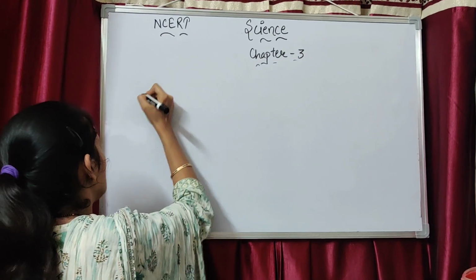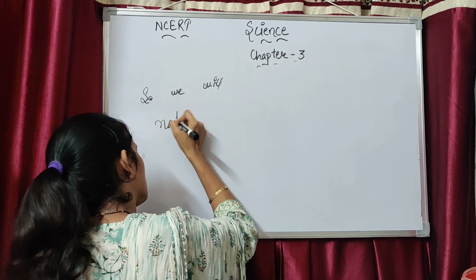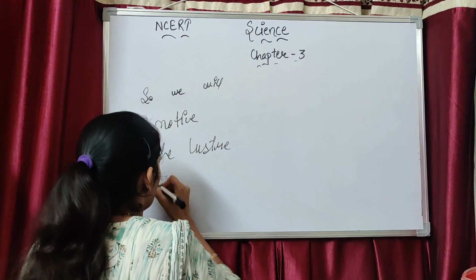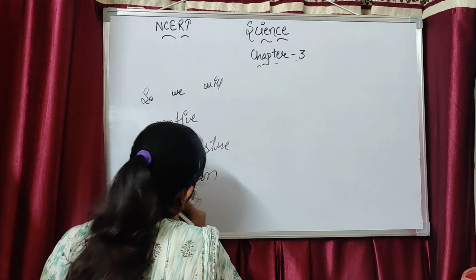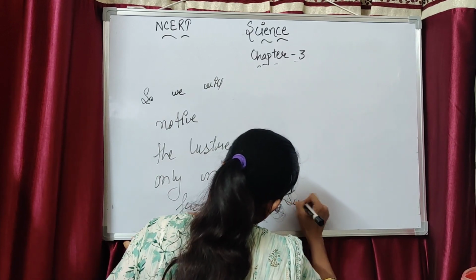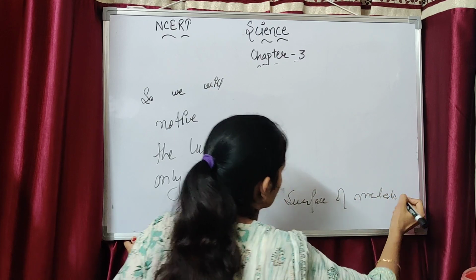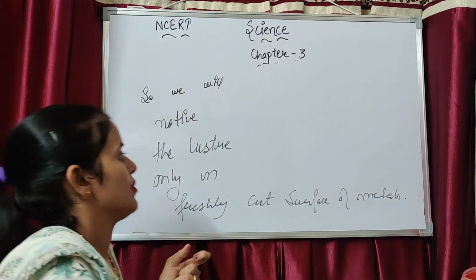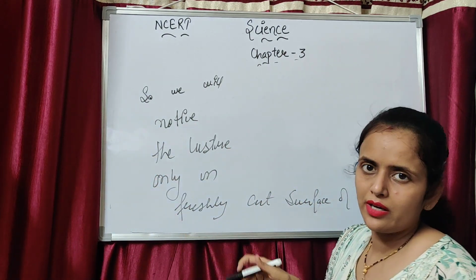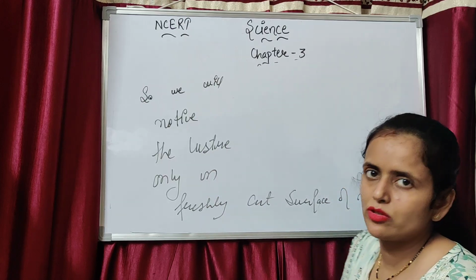So we will notice the luster only on the freshly cut surface of metals. Okay, because we know that metals appear dull due to air and moisture. So we will notice the luster only on the freshly cut surface of the metals.